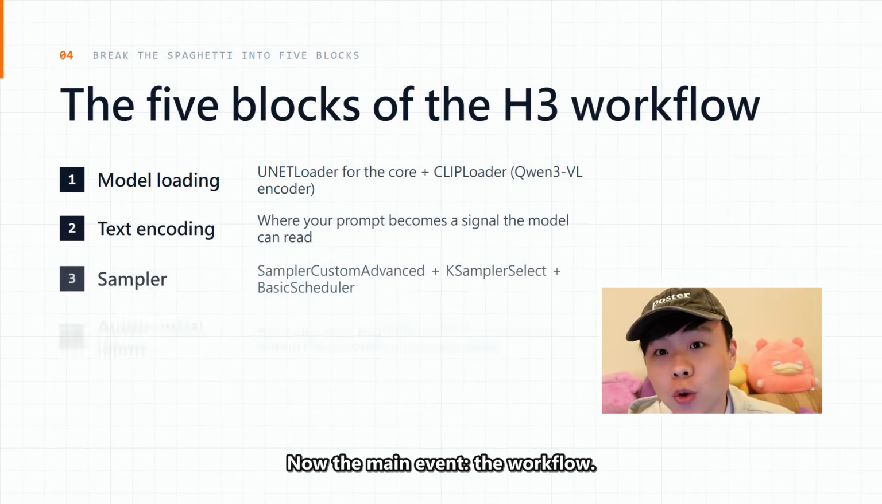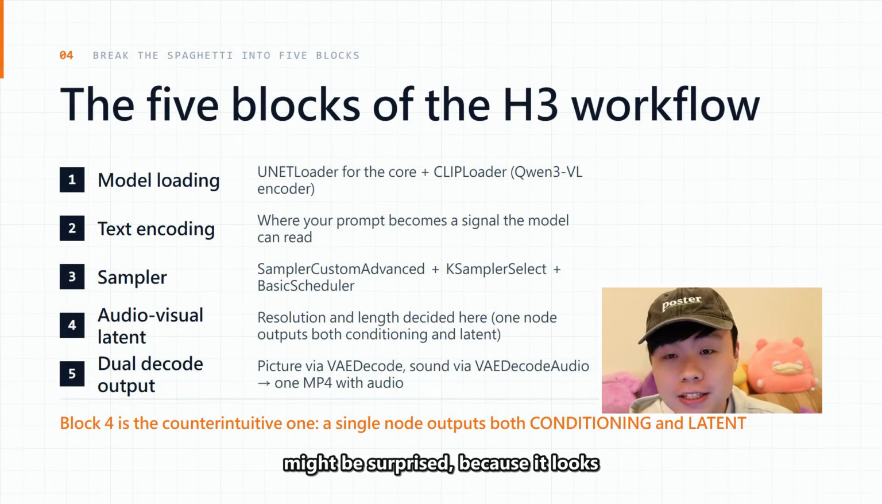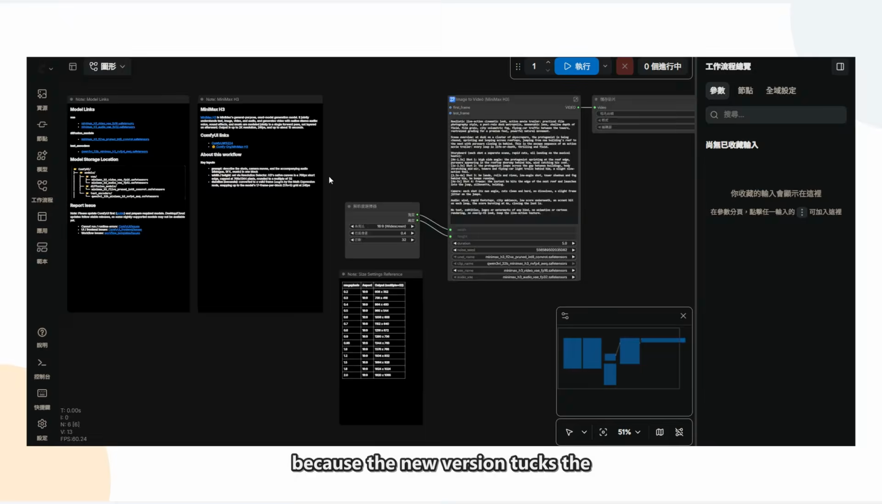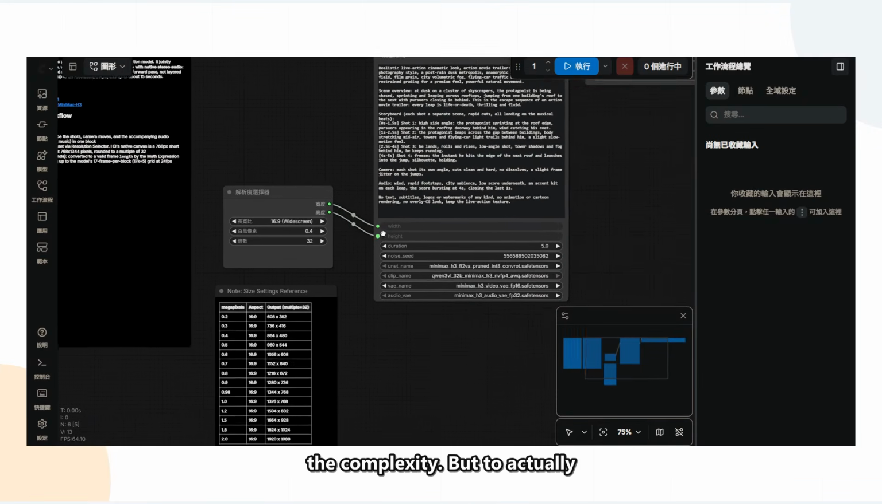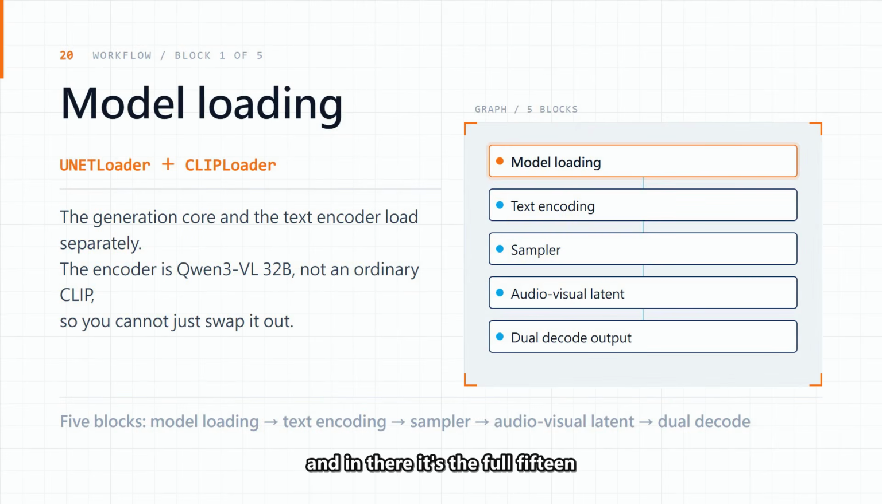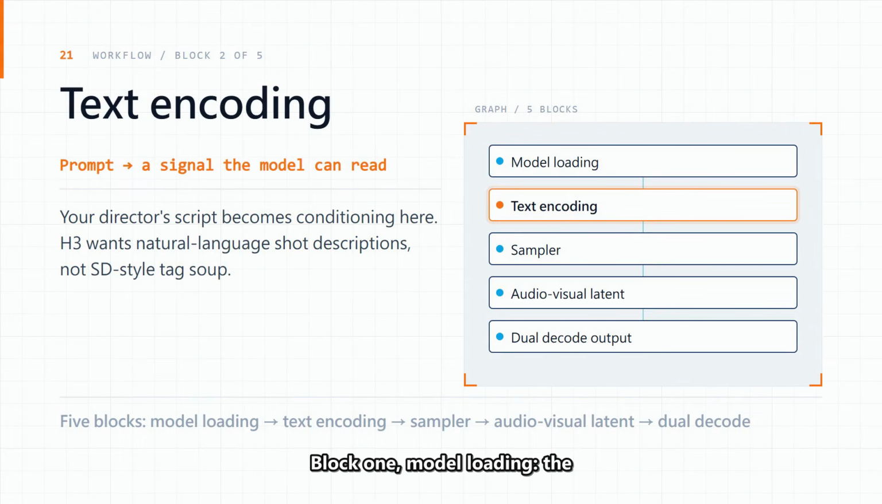Now the main event, the workflow. Open the official template and you might be surprised because it looks clean. Only 6 nodes. That's because the new version tucks the real thing into a subgraph and hides the complexity. But to actually understand it and change parameters, you have to go inside that subgraph. And in there, it's the full 15 nodes with wires everywhere. Let me break it into 5 blocks. Block 1, model loading, the generation core and the text encoder load separately.